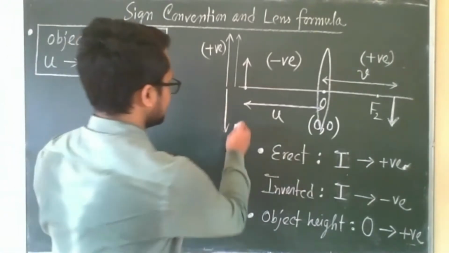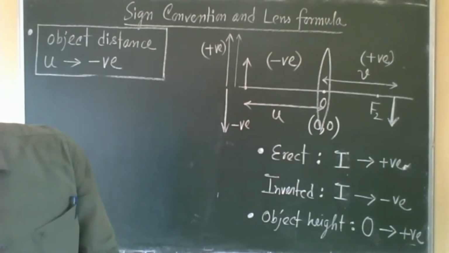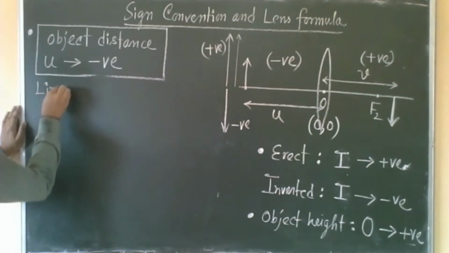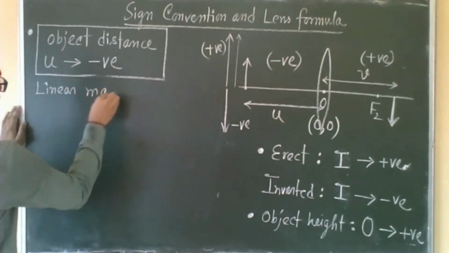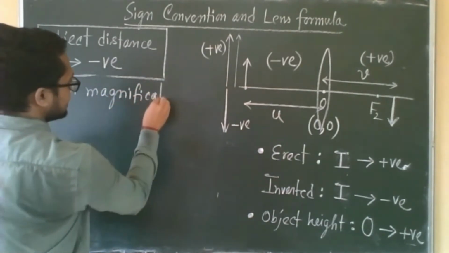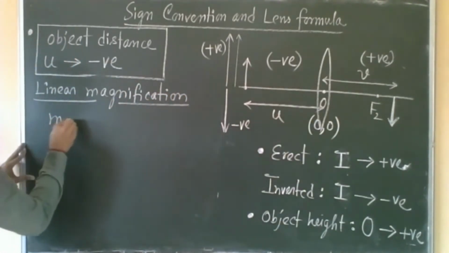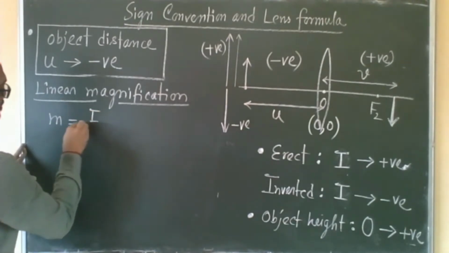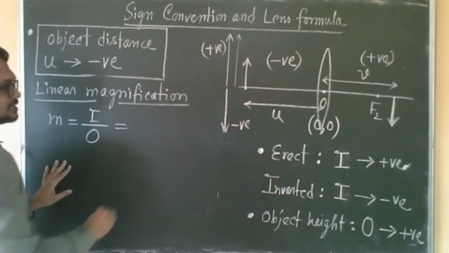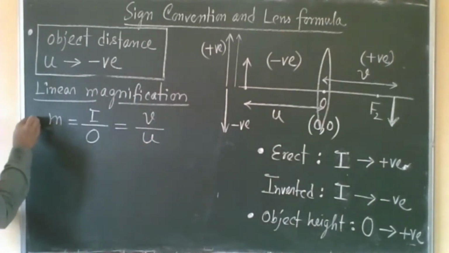Magnification, the formula is written in your book nicely. You will get this formula in page number 123. Linear magnification. Linear magnification means in terms of height. Linear magnification in terms of height. Linear magnification symbol is small m. Okay, height of the image by height of the object. This is the formula. Another formula is there in terms of image distance and object distance, that is v by u. Okay, so this is the formula for magnification.